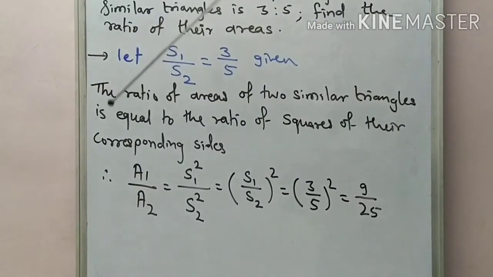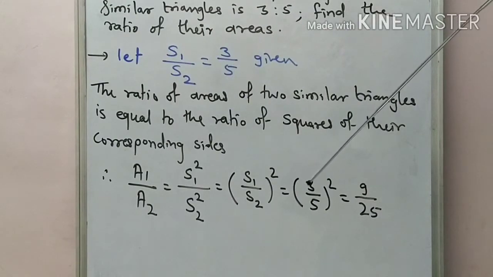Here we first write down the statement of the theorem, and then using that, A1 upon A2, the ratio of areas of two triangles, is equal to the ratio of squares of corresponding sides. So S1 square upon S2 square. Taking the square as common, using the rules of indices, we get (S1 upon S2) whole square, but S1 upon S2 is given as 3/5.